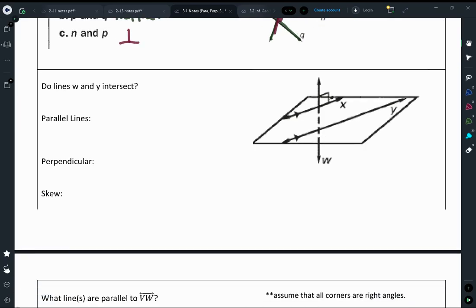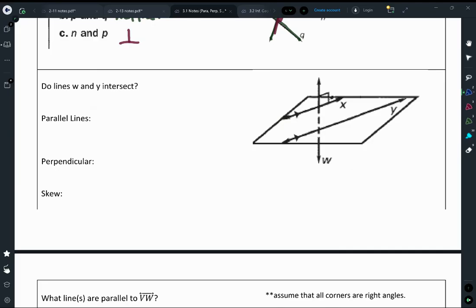This is a little bit trickier, I feel like today, the part of geometry that we maybe struggled with in chapter 1. So we do have to read carefully. Okay, so now they're asking us, do lines W and X intersect? Or no, W and Y intersect.